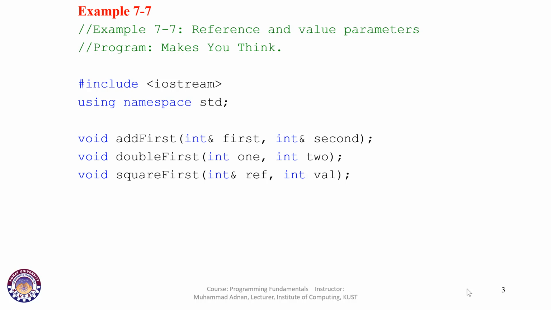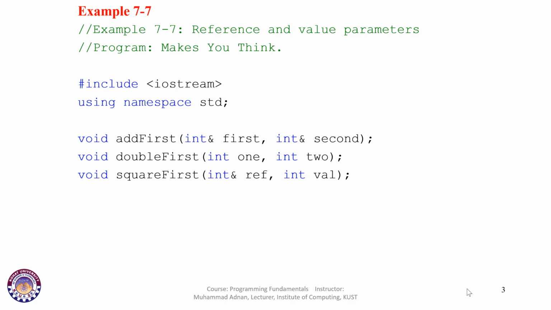So we are going to differentiate, once again, between reference and value parameters by understanding a C++ program. This program is about makes you think. So you have to think about the scope of a variable. You have to think about how a reference of a variable is affected and how a copy of a variable is affected. Remember, a local scope or a local variable is only visible to a particular function, whereas a global variable is visible to all of the functions.